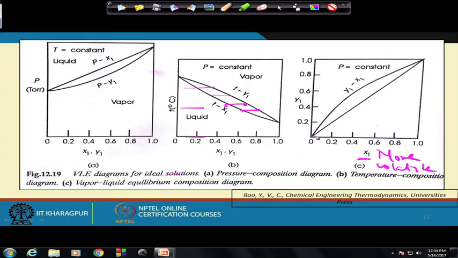But by convention, we usually perform phase diagrams using the composition of the more volatile component on the x axis, and accordingly we plot either p on the y axis, or T on the y axis, or y1 on the y axis. Now under this condition, we always find that y1 is always greater than x1, as expected, because we are dealing with the more volatile component.